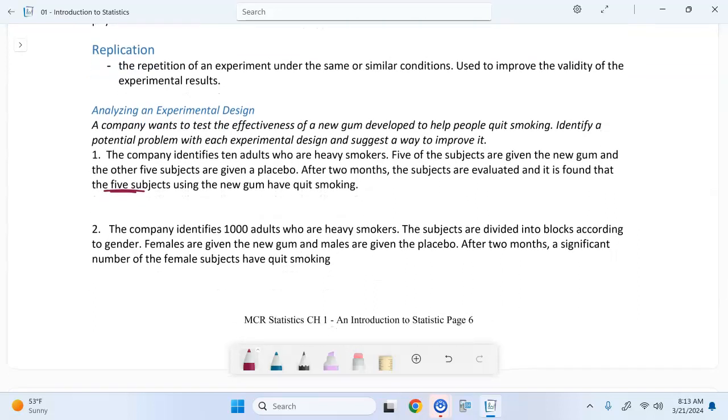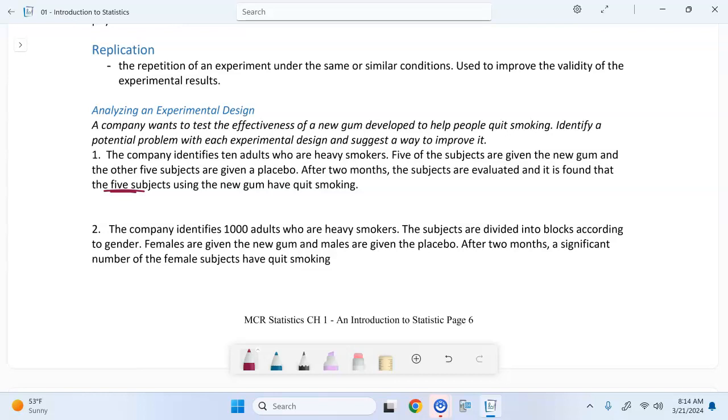So the company identifies 1,000 adults who are heavy smokers. Okay, now we have a much bigger sample size. Much more reasonable. Now the subjects are divided into blocks according to gender. Females are given the new gum and males are given the placebo. After 2 months, a significant number of the female subjects have quit smoking. What's the issue here? They only gave it to one of the blocks. What should they have done?